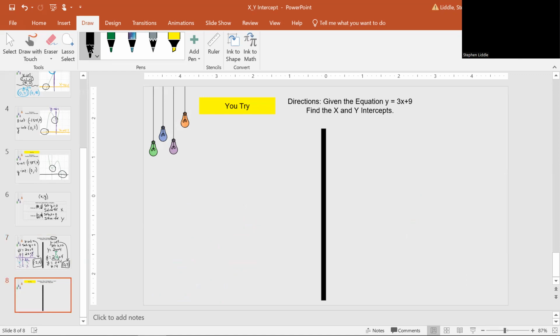So here you can follow this on the back side of your worksheet. Given the equation 3x plus 9, find the x and y intercepts. So this is one that you're going to try yourself. You're going to find the x-intercepts, and you're going to find the y-intercepts. So I'm going to pause for about 3 seconds so you can pause the video, try this on your own, and then check back and see if you got the right answer.